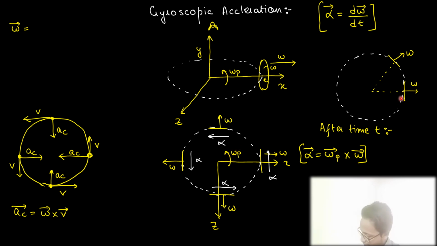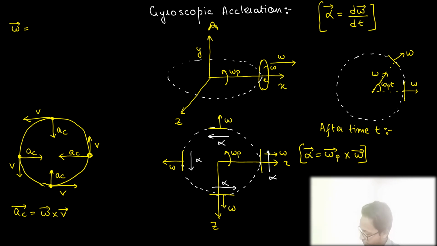See, initially the disk was out here. After time t, the disk reached somewhere out here. So this much angle is nothing but angular velocity into time. Okay, so how do I describe this omega vector in terms of i, j and k?